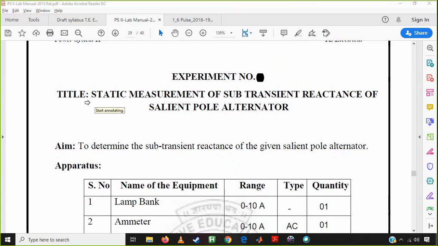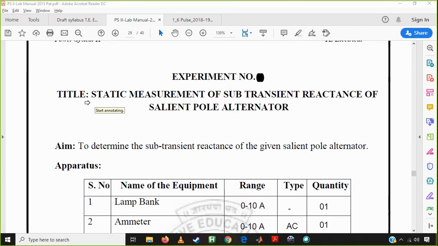Already we know that we have the two reaction theory, that is direct axis and quadrature axis. So we can calculate it using the direct axis reactance and quadrature axis reactance. By the extension of that, we are calculating the subtransient reactance. Afterwards, we will look at what the subtransient reactance is. The third one is the static measurement.